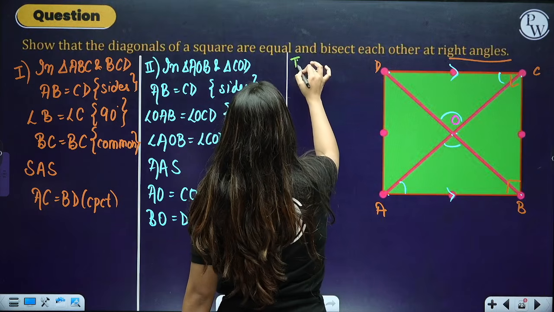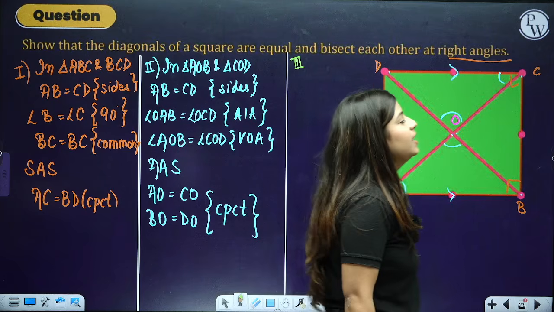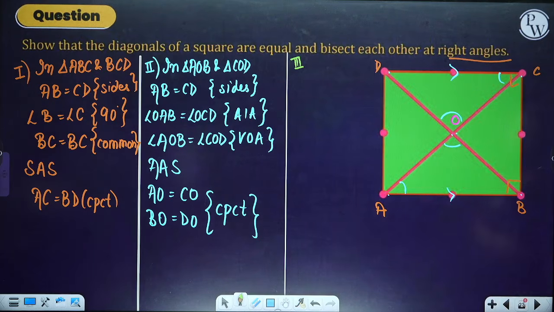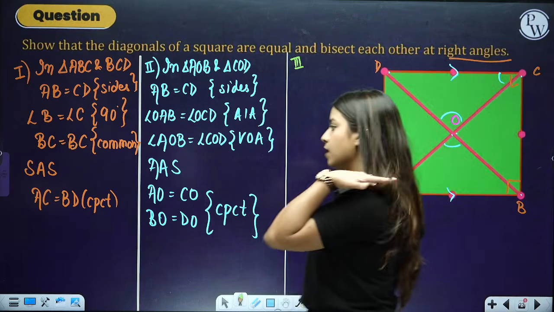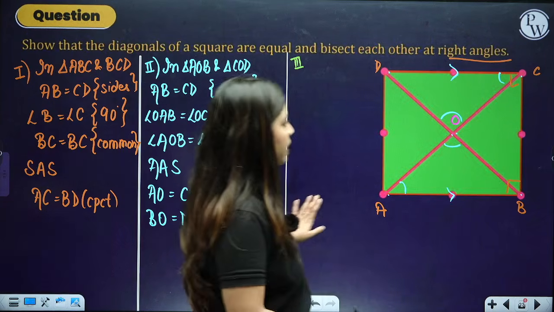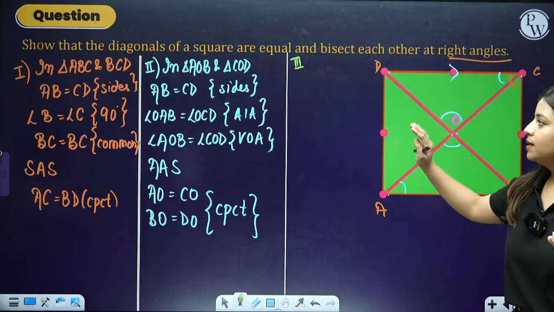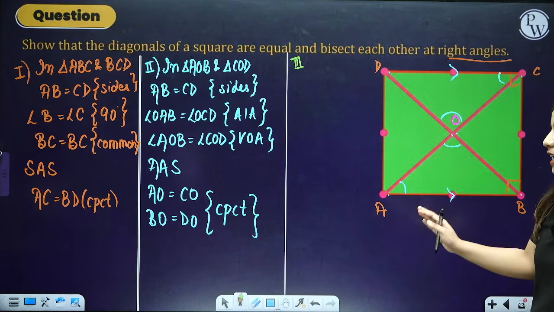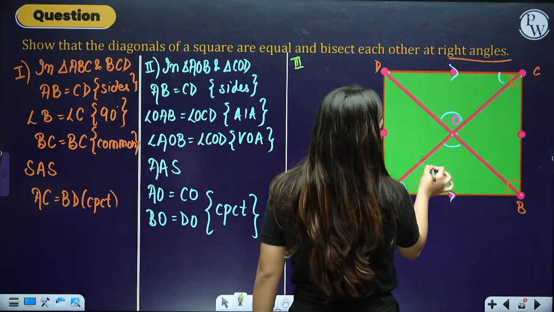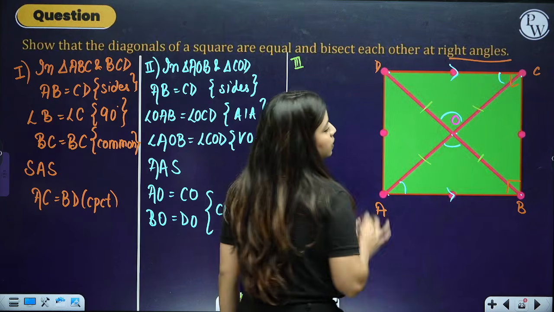Now, the third thing that we have to prove is that they bisect at 90 degrees. What do we have to show? That they bisect at simply 90 degrees. Right? Now, bacha, see, first of all, try to understand that by this point, we have proven everything else that is needed. First of all, that the diagonals are equal. Secondly, we have proven already that the diagonals bisect each other. So, we know that AO is equal to CO and BO is equal to DO.